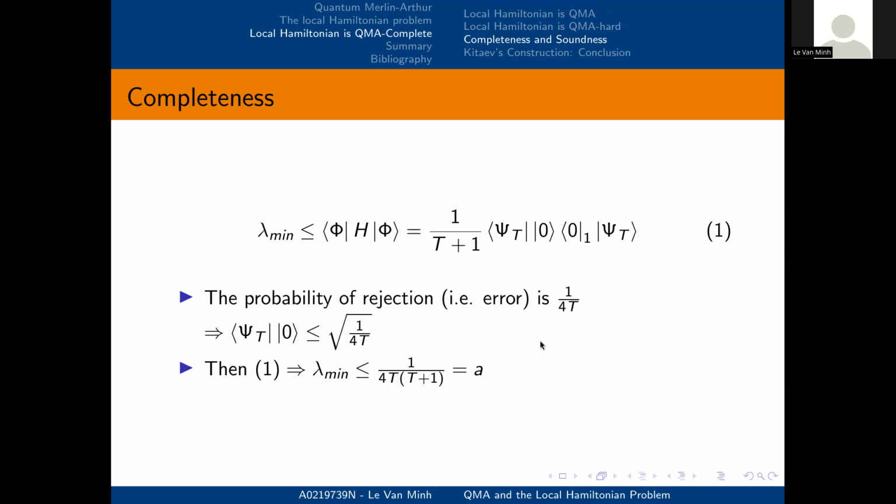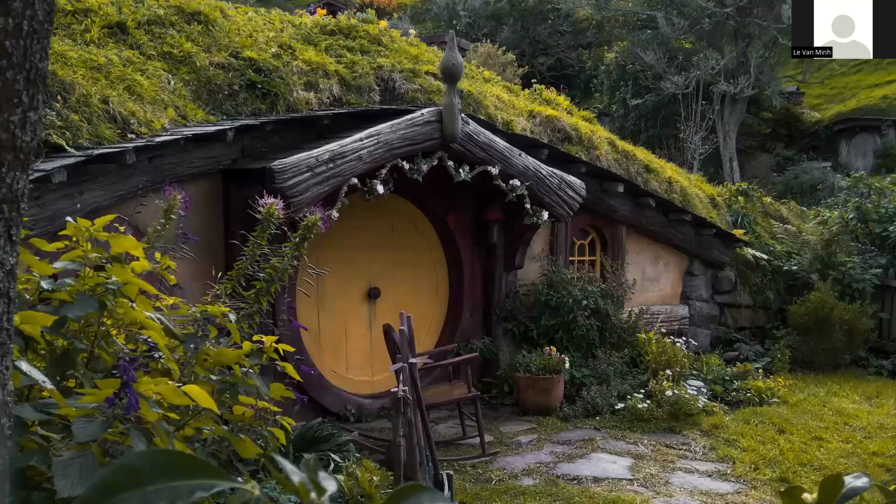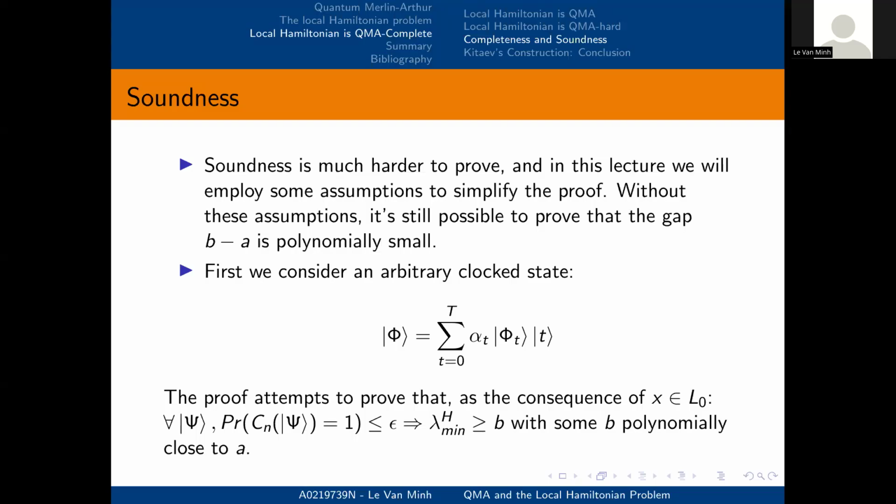This is the a that we want to find, and now we only have to find the b in the case for soundness. For soundness, it is much harder to prove, and in this lecture, we will employ some assumptions to simplify the proof. Without these assumptions, it's still possible to prove that the gap between a and b is polynomially small, but we won't do it in this lecture.